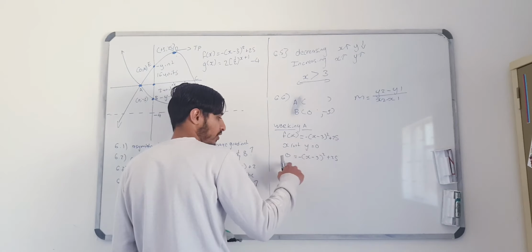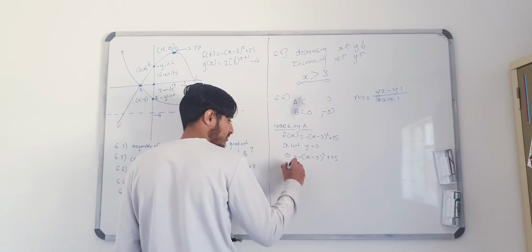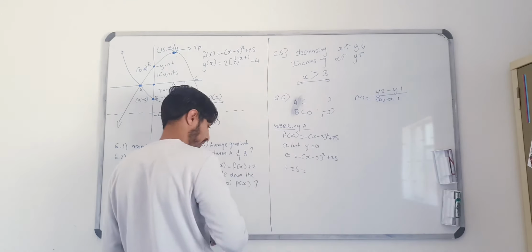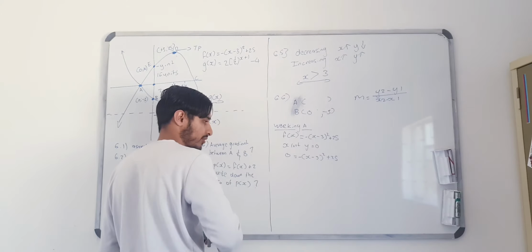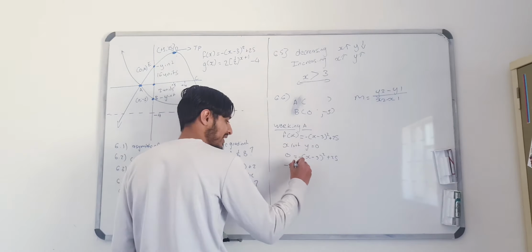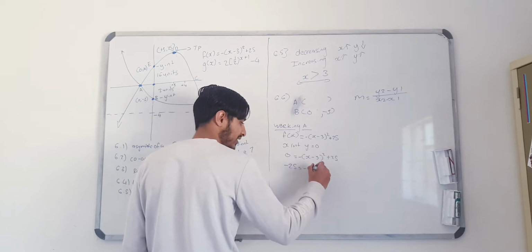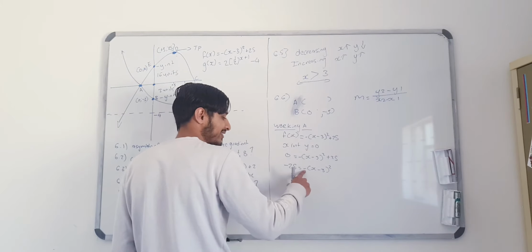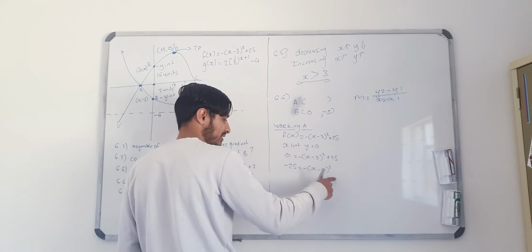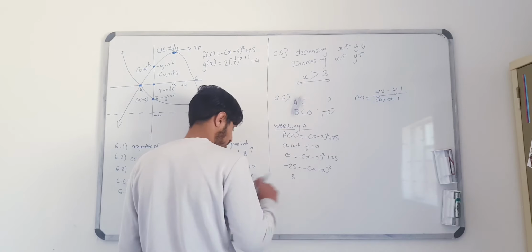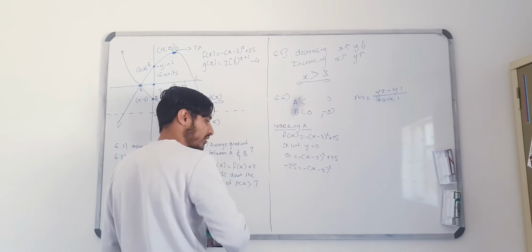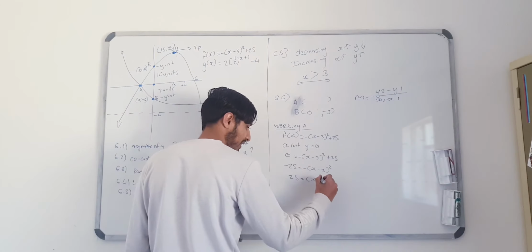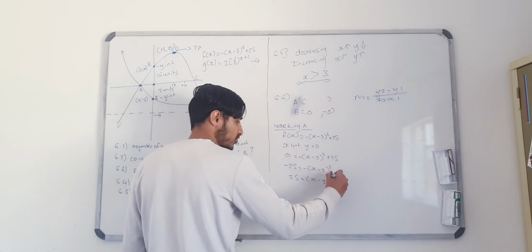Take the 25 over, and it becomes negative 25 is equal to negative into x minus 3 squared. Then I can do what? Divide it by a what? Youngsters, divide it by negative throughout. So it becomes, instead of distributing the negative, 25 is equal to x minus 3 squared.